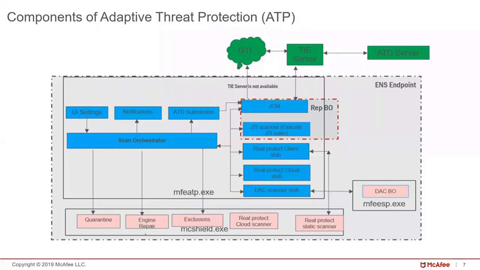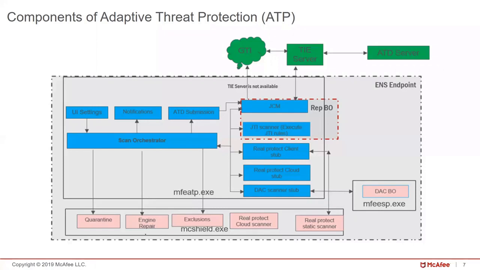When we're looking at this, the scan orchestrator is responsible for binding all of the scanners and taking the final action based on the reputation of the file or process. In this slide, what we're seeing is that the RepBO component is the interface into the TIE server. This component will also talk to the Advanced Threat Detection, or ATD, using the TIE server. It's GTI's responsibility to execute all of the GTI rules in making the determination of the reputation.